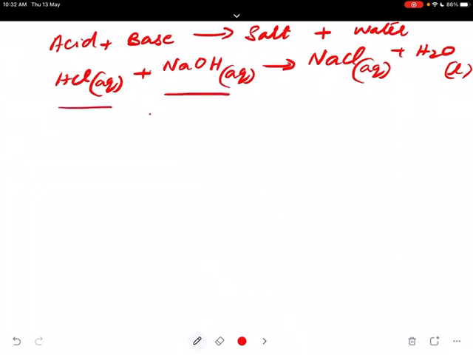Acid, base, neutralized. What is neutralized here? Acid and base neutralized each other, and here water is neutral, and the salt is also together. Altogether it is neutral.